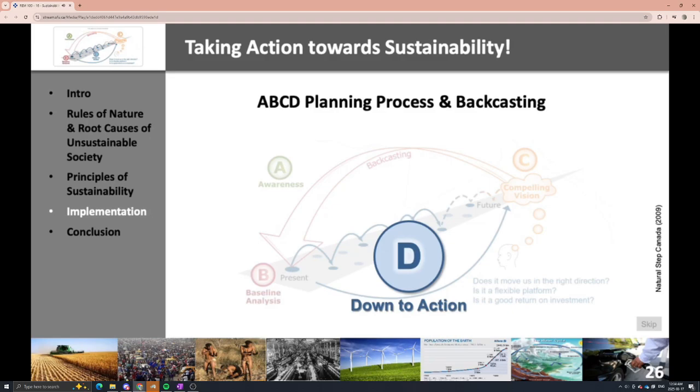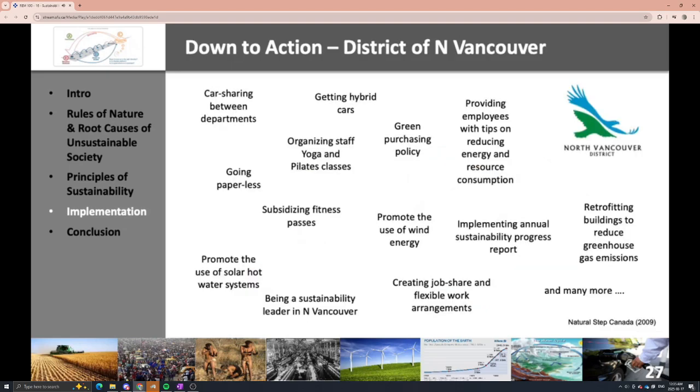So the idea is simply to brainstorm about any possible actions or initiatives that can get you towards your compelling vision. These actions can be small or they can be big, but they should be practical. Here are the possible actions that the staff of the District of North Vancouver came up with. You can see that it includes a wide range of ideas. Some can be implemented very easily, like organizing yoga and Pilates class for staff, while others take a lot more work, like retrofitting buildings or being a sustainable leader in North Vancouver.